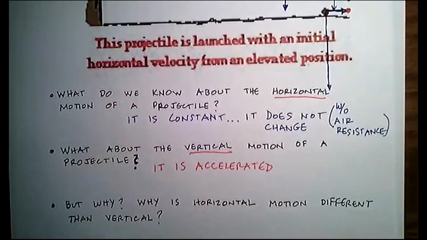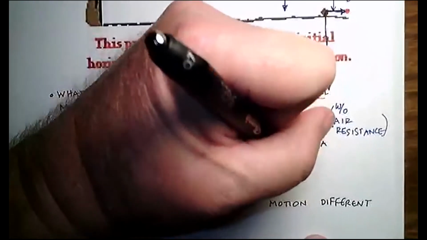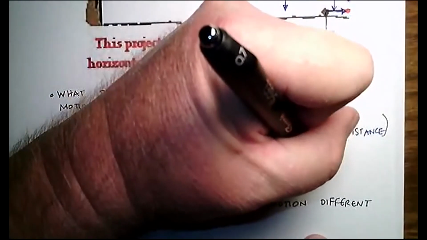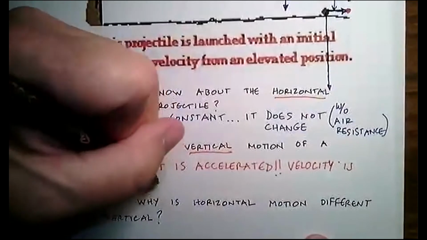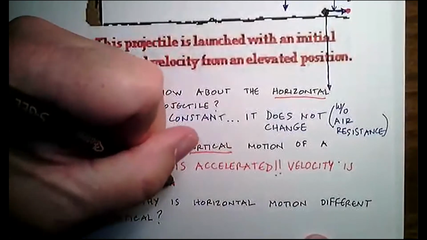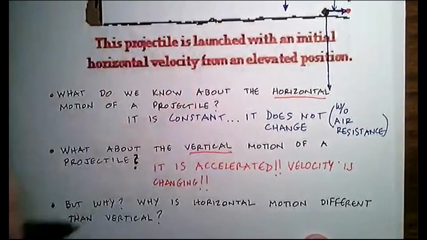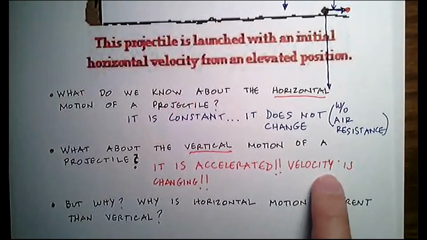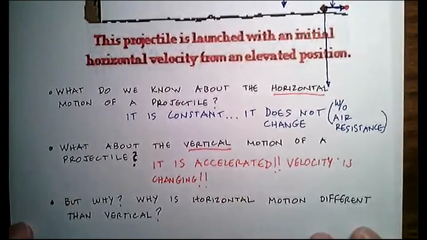All right, it is accelerated. All right, it's changing. Just note that too. Velocity is changing. So what do we call changing velocity? That's called acceleration. So this is accelerated motion.